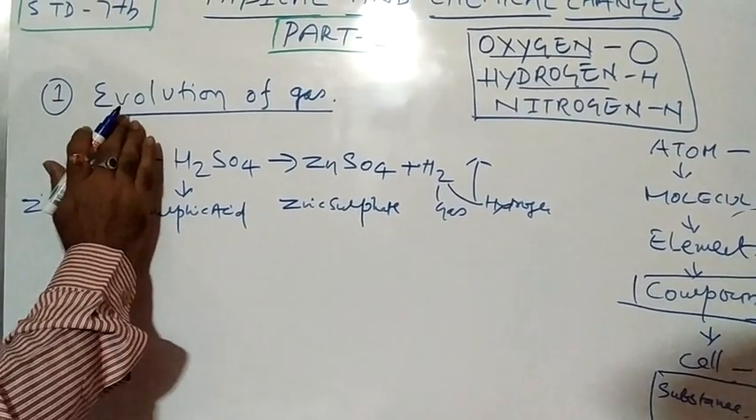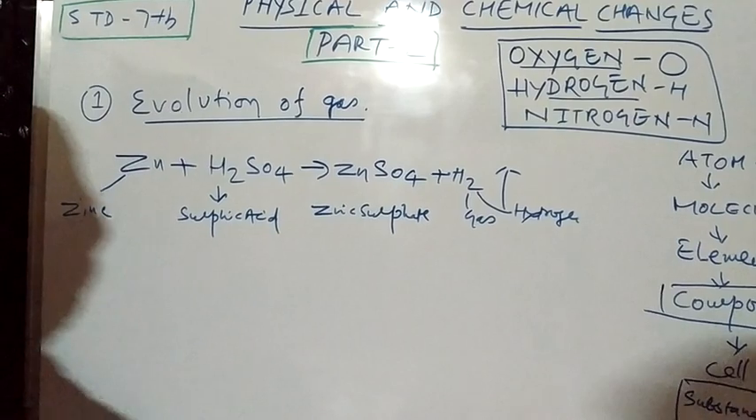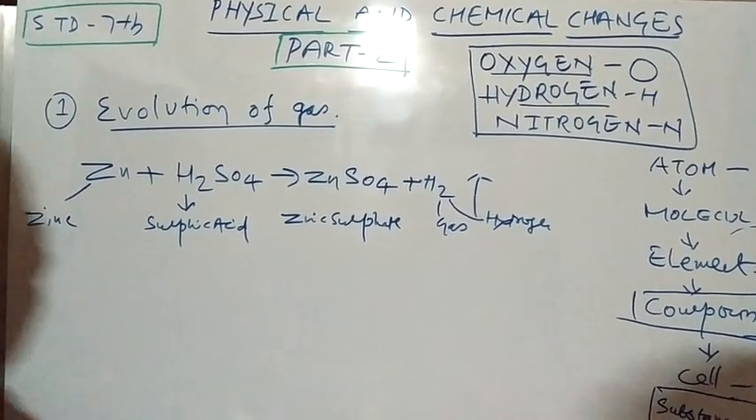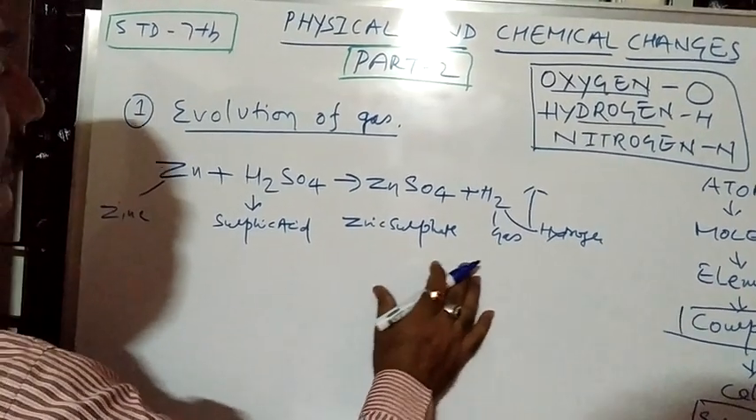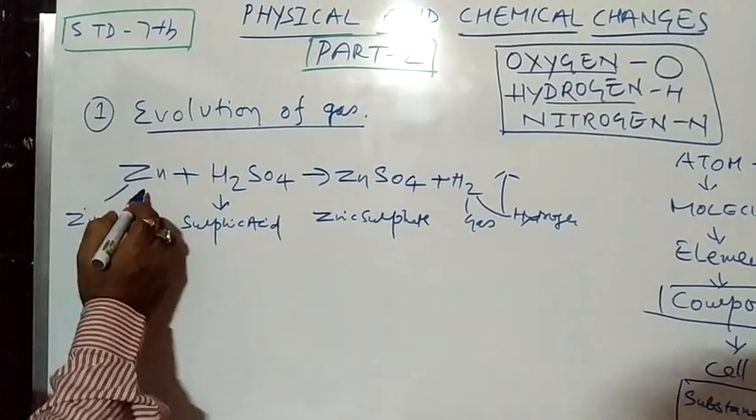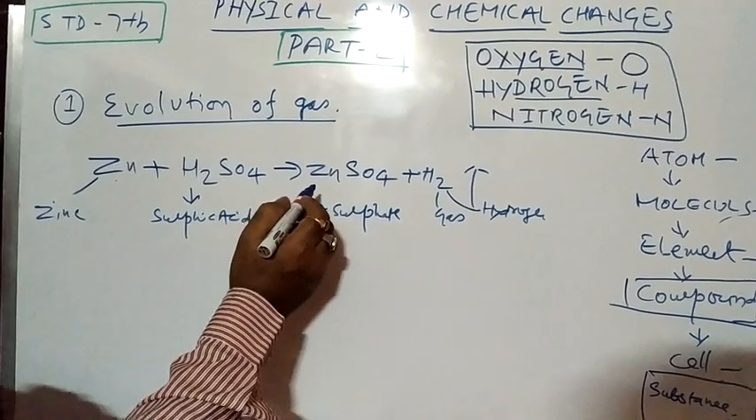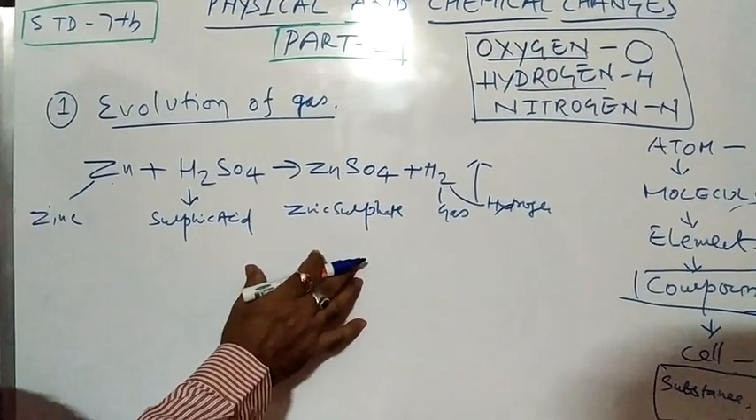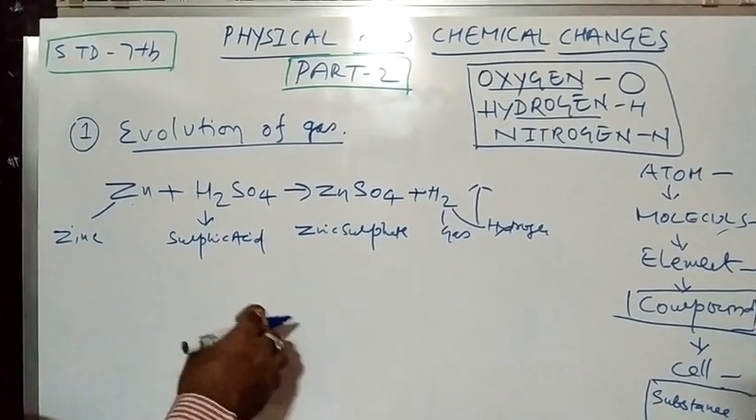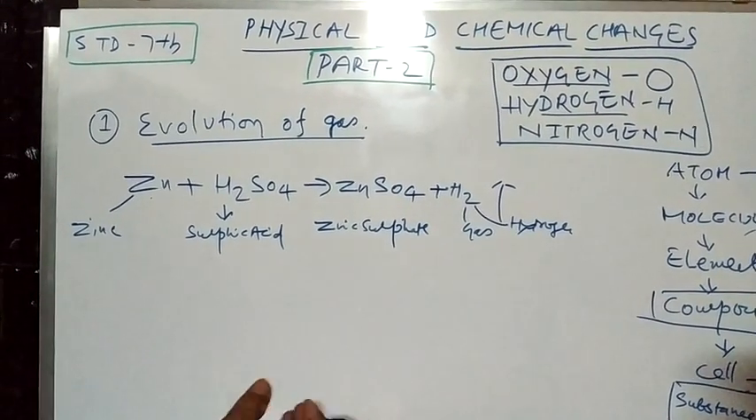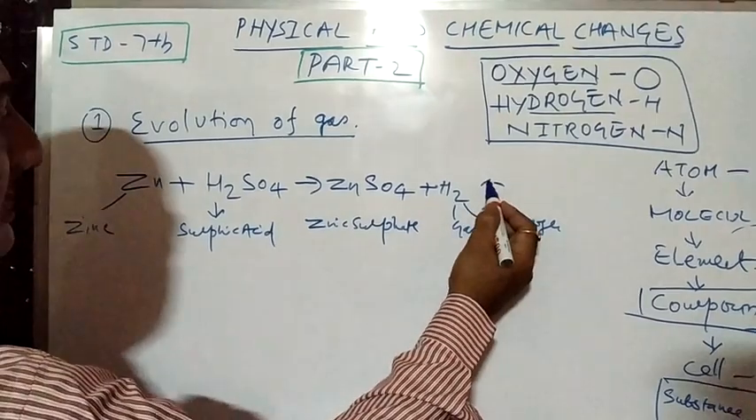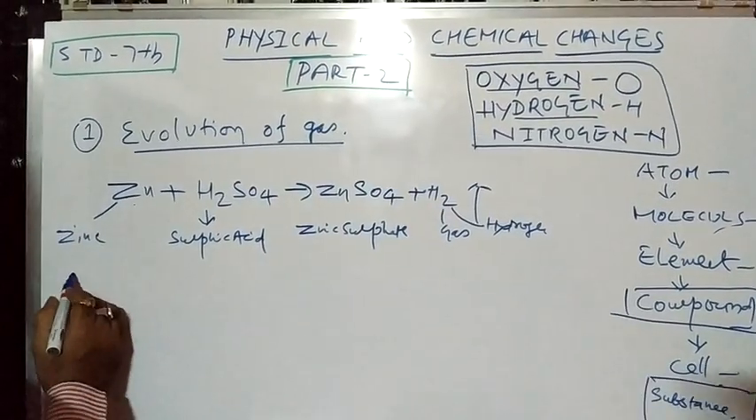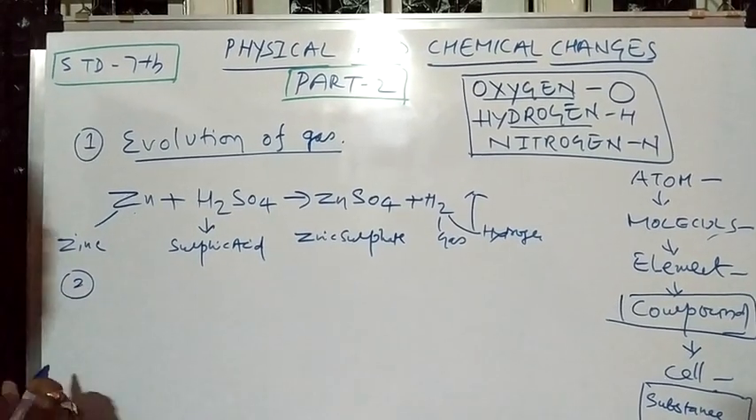So what is evolution of gases? When reactions happen, there are some results after the reaction. In this reaction, Zn plus H2SO4 gives ZnSO4 plus H2. This is a very important reaction in which we are getting the gas out. This is the symbol, it indicates that gas is going up. Okay. Now we come to the second one.